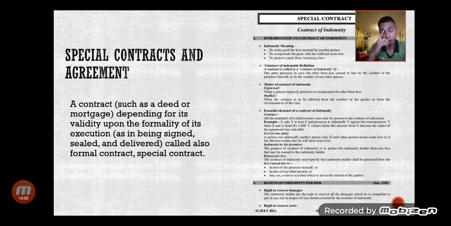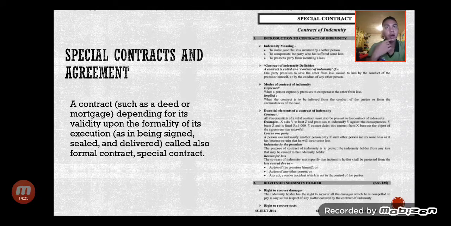So the next one is special contracts and agreements. A contract depending for its validity upon the formality of its execution, also called a formal contract or special contract. So as you can see on the example, contract of indemnity.